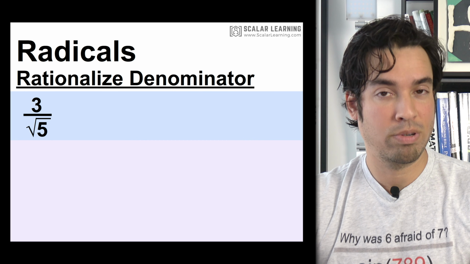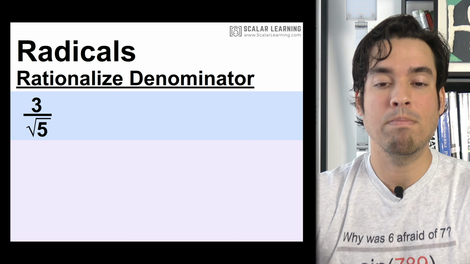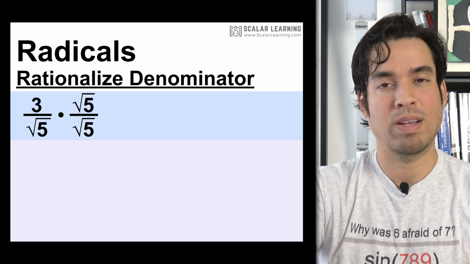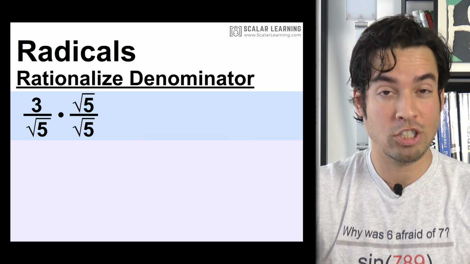Believe it or not, this is actually pretty simple, because I can obliterate that square root of 5 simply by multiplying it by the square root of 5. But again, I can't just multiply the denominator, right? I have to also multiply the numerator by the same value, otherwise I'm changing the value of the fraction.